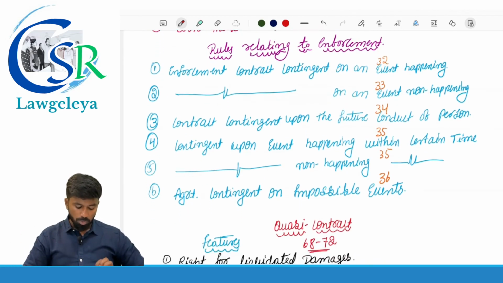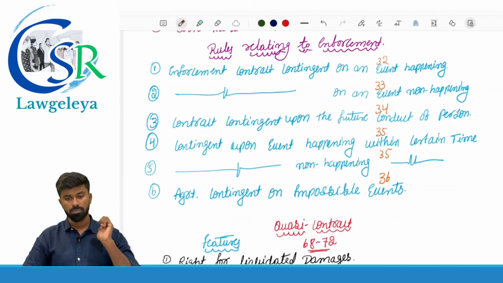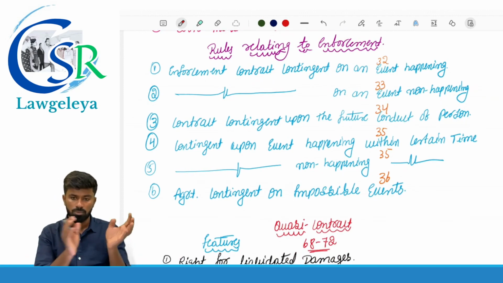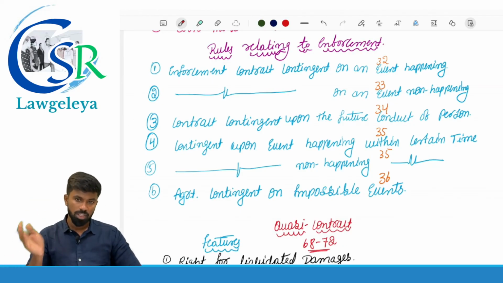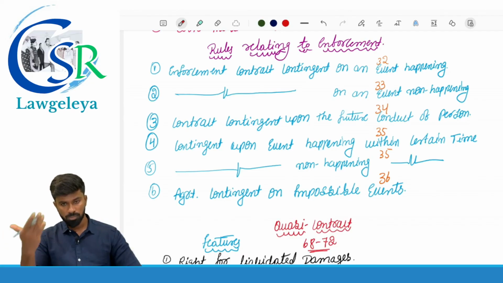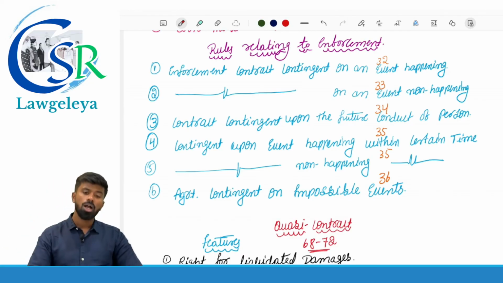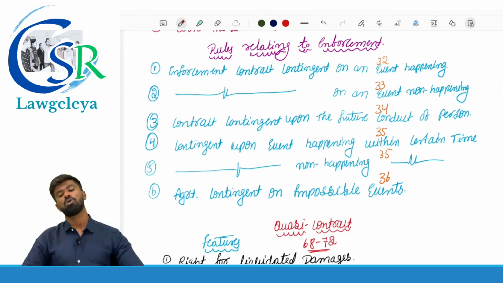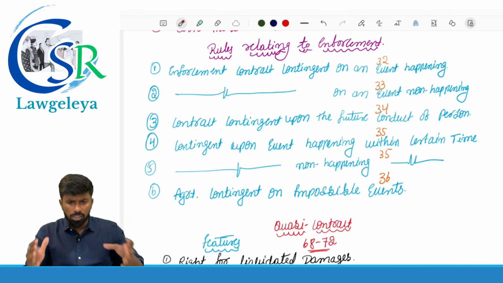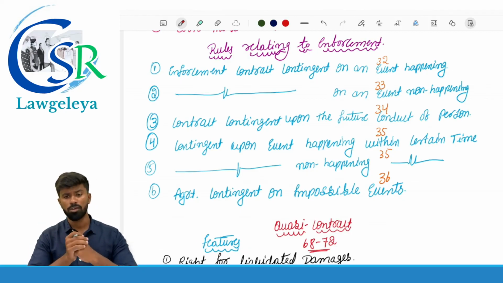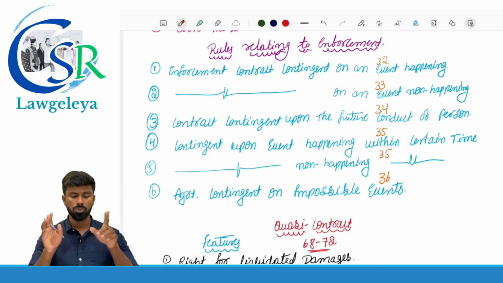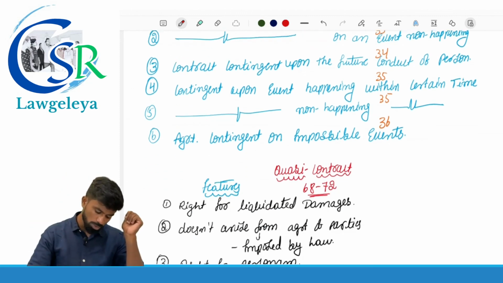Then contingent upon an event happening within a certain time. If the event happens within a certain time, valid. Does not happen, void. Non-happening within a certain time: if it does not happen, valid. Happens, void. Next one, an agreement which is contingent upon an impossible event. Section number 36. If there is an agreement to do something which is contingent upon an impossible event, valid or void? Void, not enforceable by law. Example, to enclose a space by drawing two parallel lines. Is it possible? Not possible.